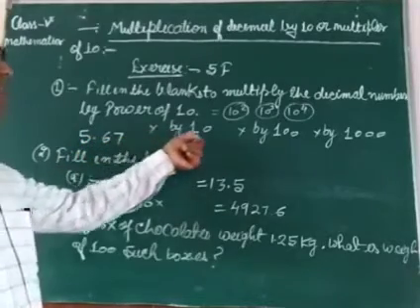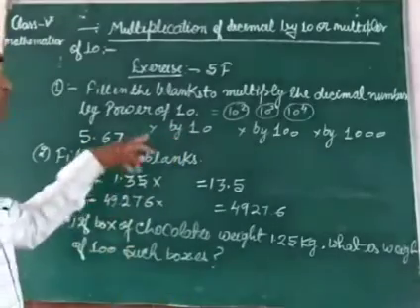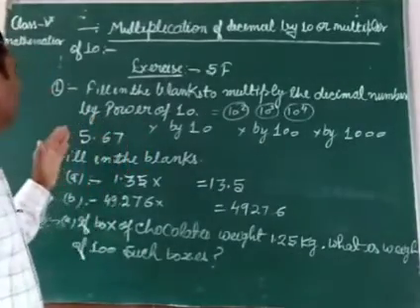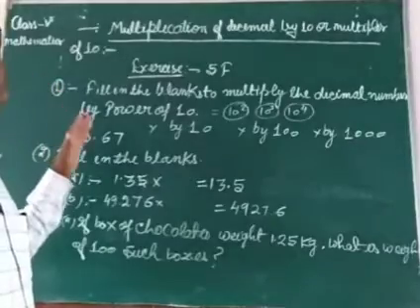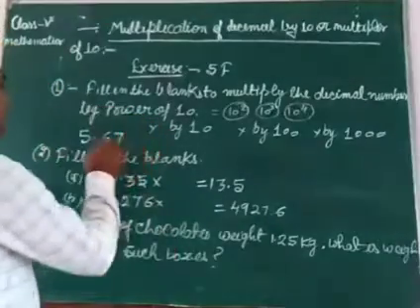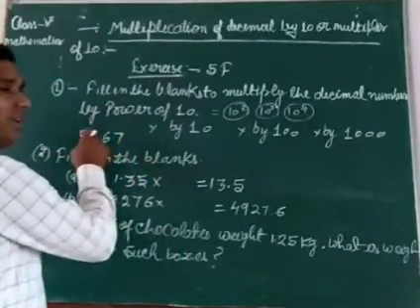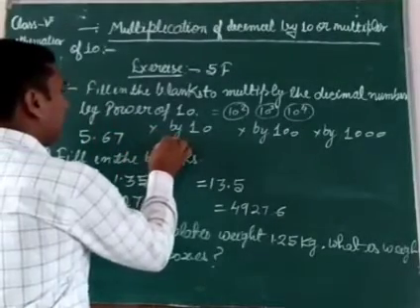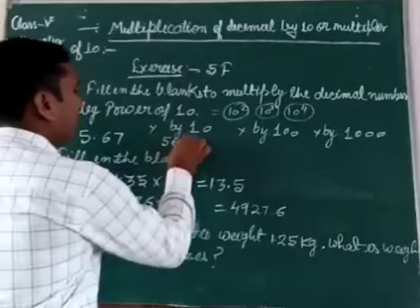5.67 by 10. If you are going to multiply it by 10, no need to multiply with the long multiplication method. Simply move the decimal one place to the right. 56.7.